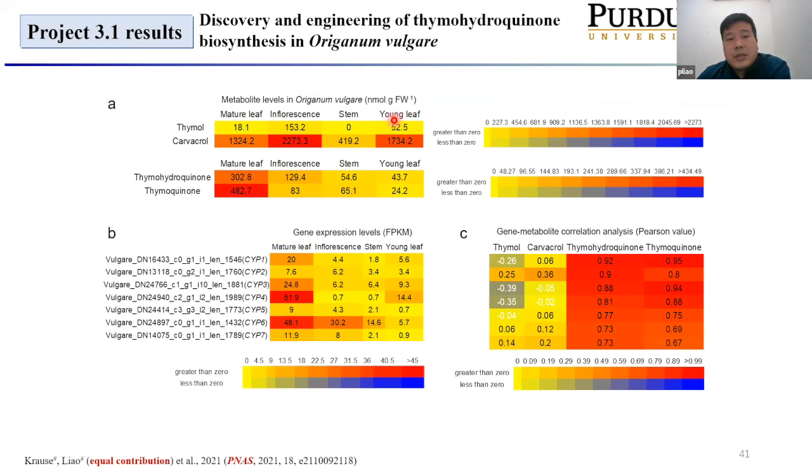Here, this is the metabolite levels in Origanum vulgare in these 4 tissues. And then these are the gene expression of these 7 candidates in the corresponding tissues. Finally, this is the Pearson correlation analysis between the metabolites and the gene expression. As we can see here, CYP1 and CYP2, which were finally found to be the functional ones, show higher correlation with thymohydroquinone and thymoquinone.